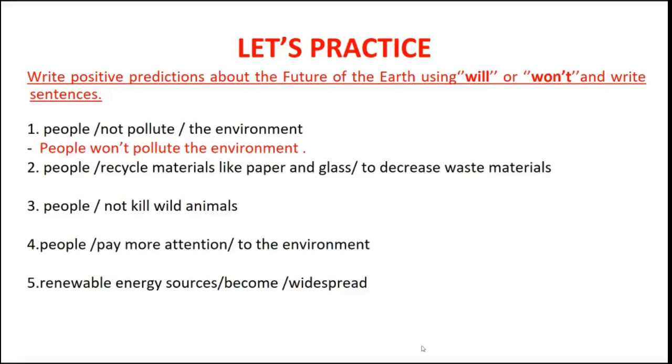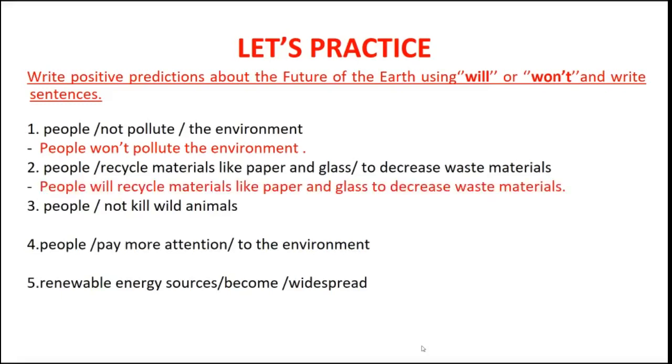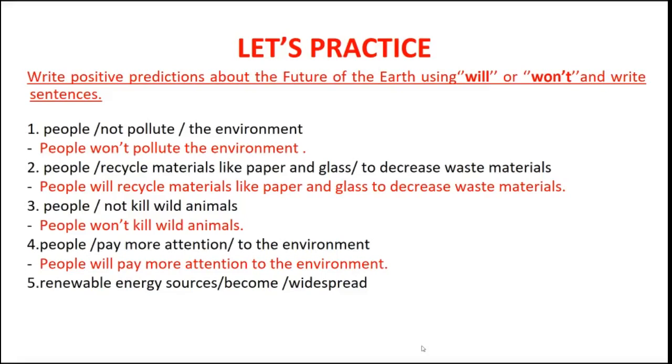1. People won't pollute the environment. 2. People will recycle materials like paper and glass to decrease waste materials. 3. People won't kill wild animals. 4. People will pay more attention to the environment. 5. Renewable energy sources will become widespread. Alright, we have written positive predictions about the future of the Earth using will or won't.